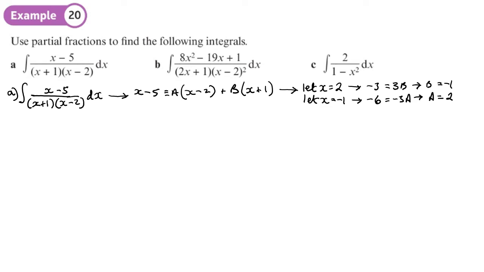So our integral now becomes integrating 2 over x plus 1 minus, because we've got B equals minus 1, 1 over x minus 2 dx. So that's what we're going to integrate. Now what we do is we try log of the bottom.